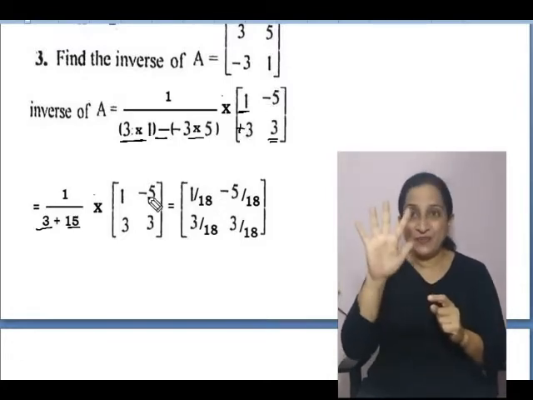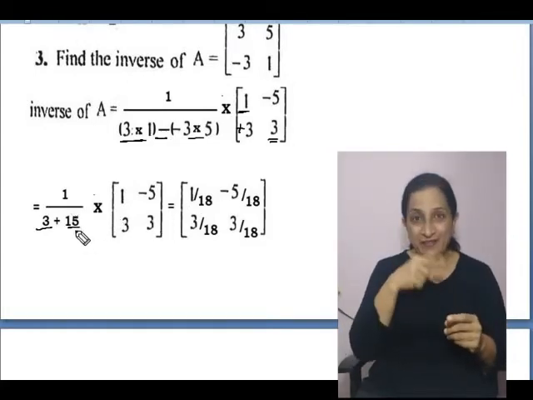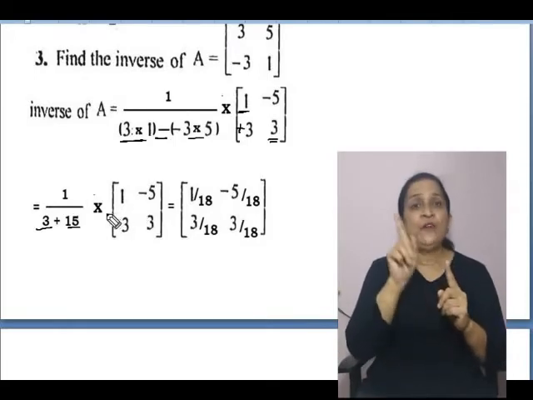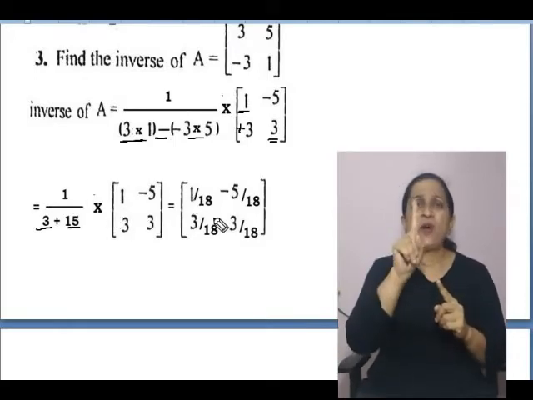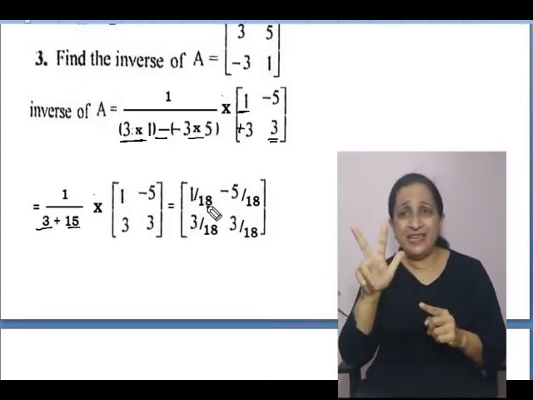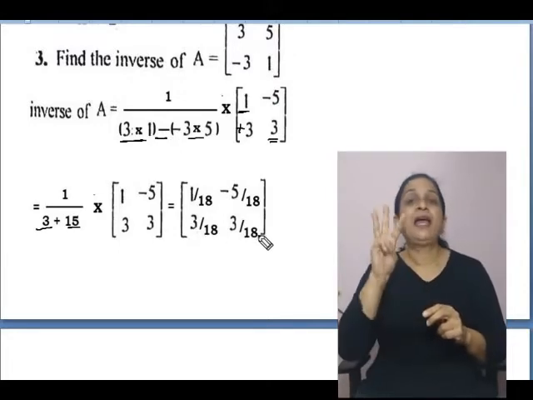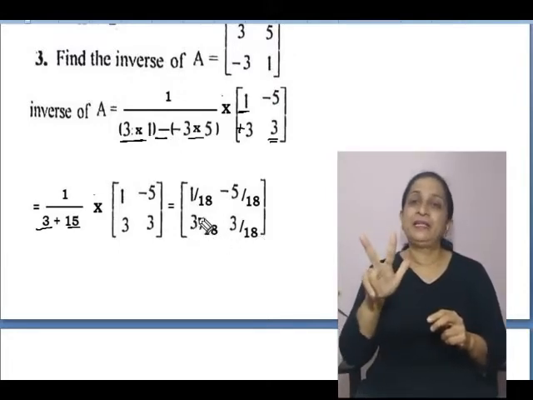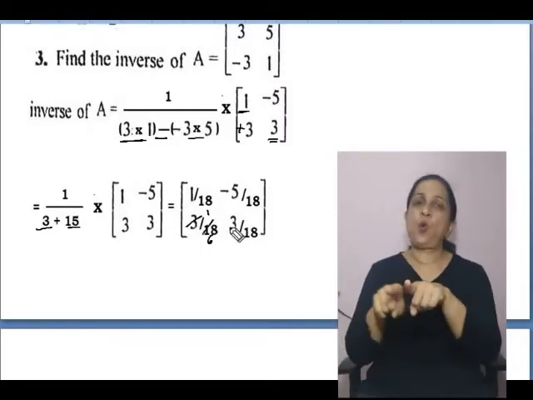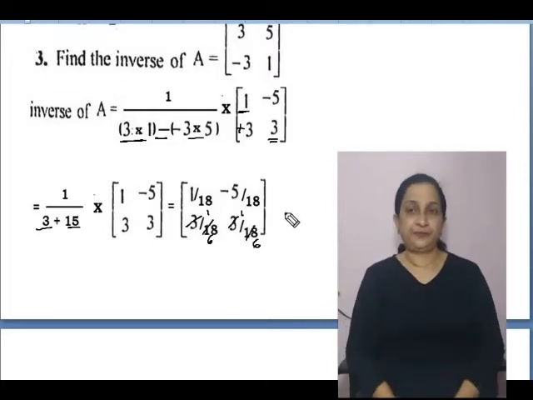Then you solve this, you get 1 upon 18 outside, and you don't have to solve further, you can as well leave the value as it is. So just divide each element by 18. This becomes 1 by 18, minus 5 by 18, 3 by 18, and 3 by 18. You can as well cancel it and make it 1 by 6 also. So this is the answer.